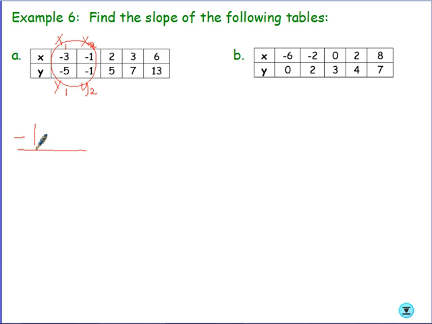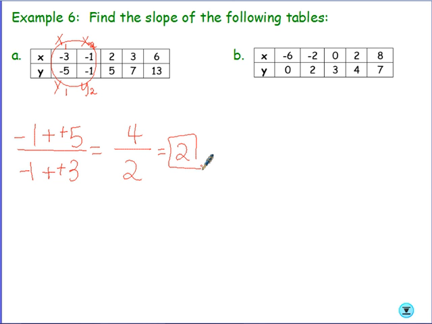y2, negative 1, minus y1 is negative 5. On the bottom, x2 is negative 1, minus x1 is negative 3. It is absolutely the same as pairs. You just pick any 2 you want. Calculator, negative 1 minus a negative is plus plus. Negative 1 plus 5 is 4. Negative 1 plus plus 3 is 2. And 4 divided by 2 is 2.